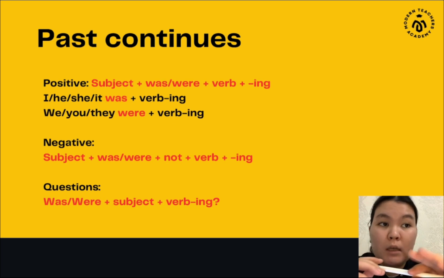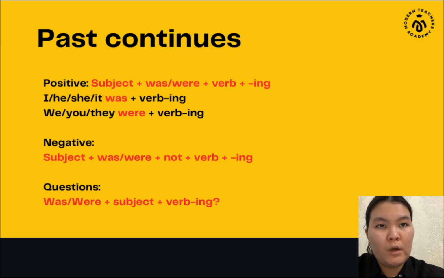So how do we make the past continuous? Let's talk about the positive sentence. First of all, we start with the subject. We use was or were. We use was with I, he, she, it, and were with we, you, they. Then verb plus ing. I'll give you an example to remember this grammatical structure.